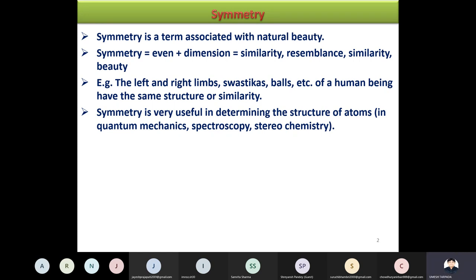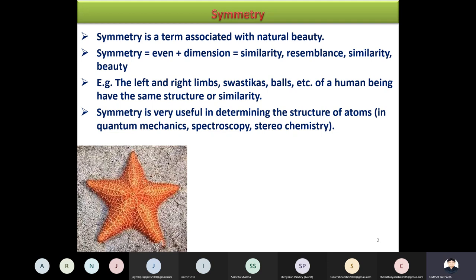If you know symmetry, then you will be able to understand pericyclic reactions and stereochemistry. If you know stereochemistry, it will help you understand pericyclic reactions or symmetry. So they are interrelated chapters. Scientists have applied these studies to analyze the structure of molecules, and therefore the name molecular symmetry is given.